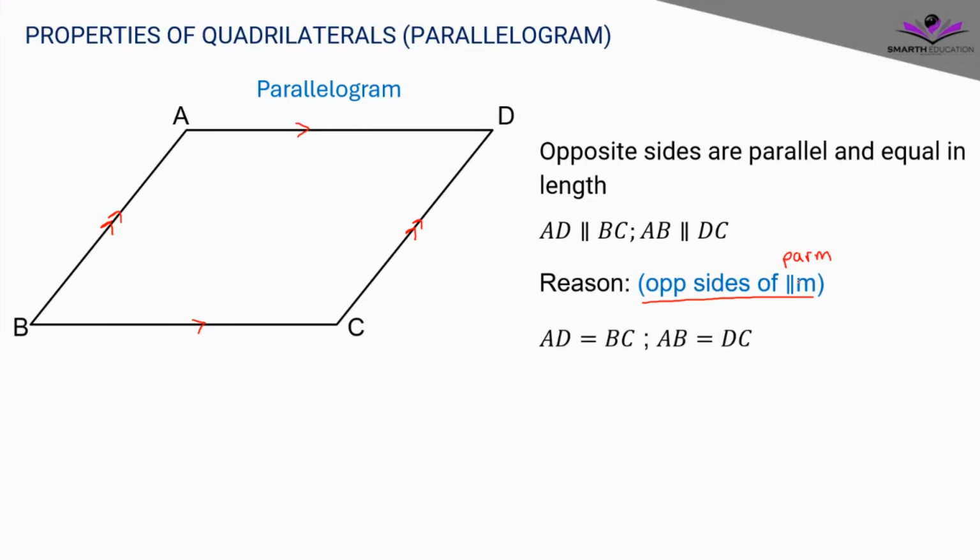And then AD is equal to BC, and AB is equal to DC. So the opposite sides are parallel and equal. And then again, the reason you write is opposite sides of parallelogram.